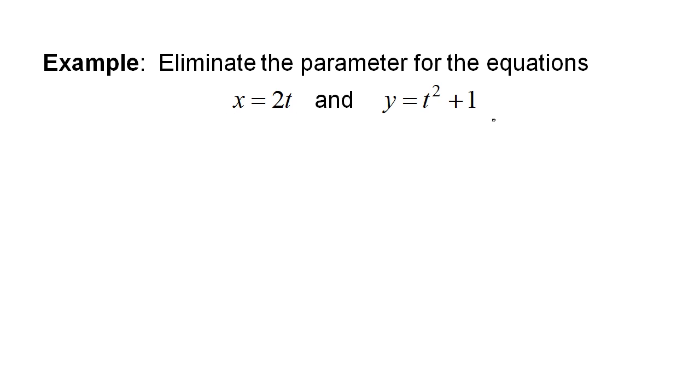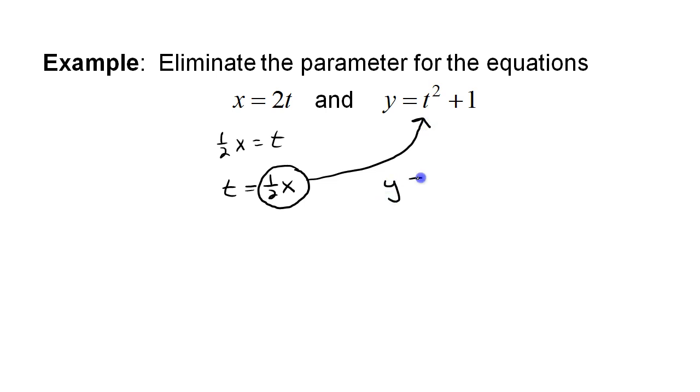I've got two parametric equations. I need to solve one of them for t. Because this has a t squared, this looks like it would be easier. So if I multiply both sides by 1/2, I get 1/2 x equals t. Or in other words, t equals 1/2 x. So take this and substitute it in for t right there. So I end up with y equals 1/2 x, quantity squared because it was t squared, plus 1.